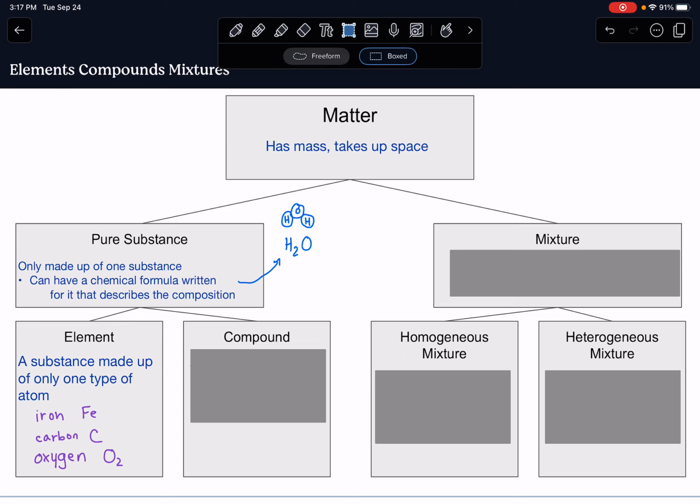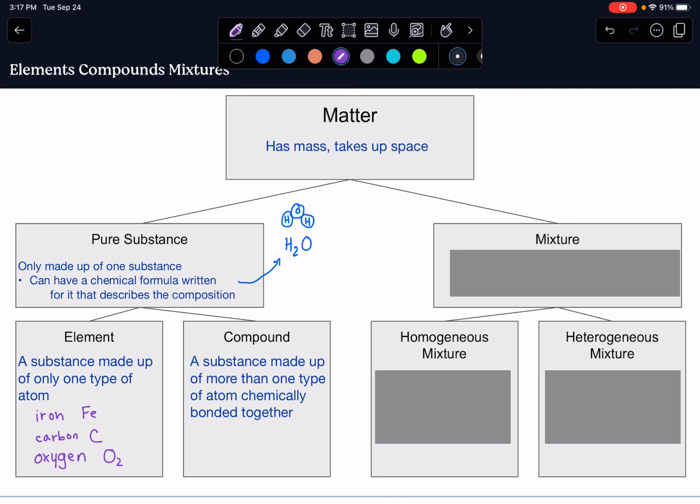All right, a compound, on the other hand, is a substance made up of more than one type of atom chemically bonded together. You can still write chemical formulas for these, but they are going to have more than one element present in them. So obviously H2O, our example from before, is an example of a compound because it has hydrogen and it has oxygen. Carbon dioxide, CO2, would be another example.